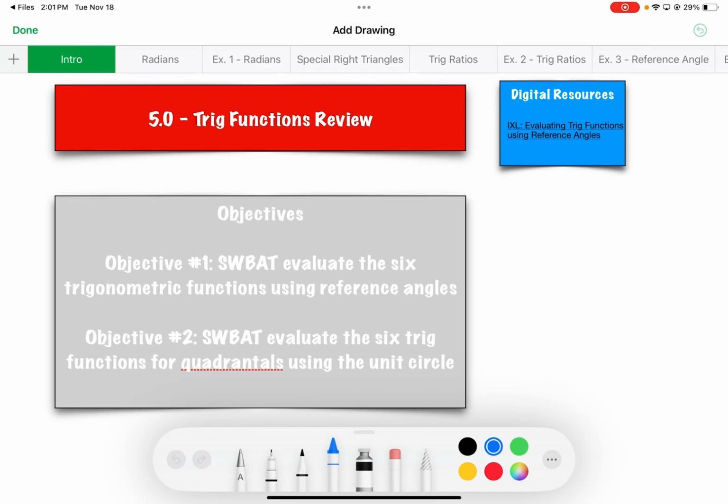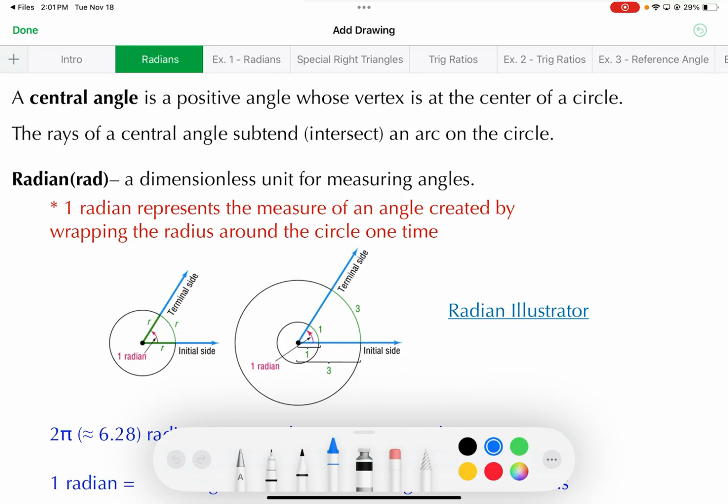All right, so again, just reviewing some basic fundamental trig concepts here today. Namely, can we evaluate the 6 trig functions? I like to do it using reference angles, and then we'll also talk about how you can do it with the unit circle, okay? A good place to start here is just review of a central angle and then how that can lead us to the idea of a radian.